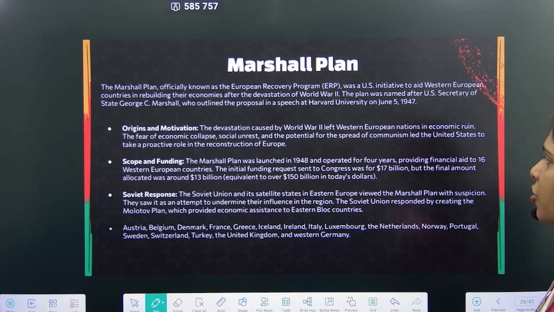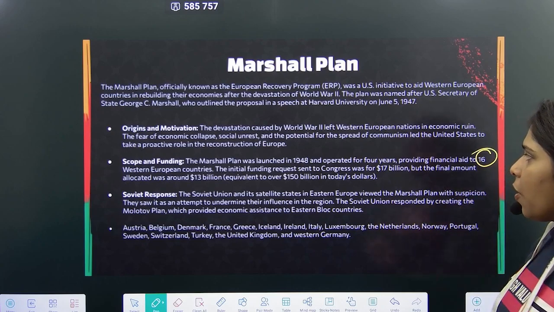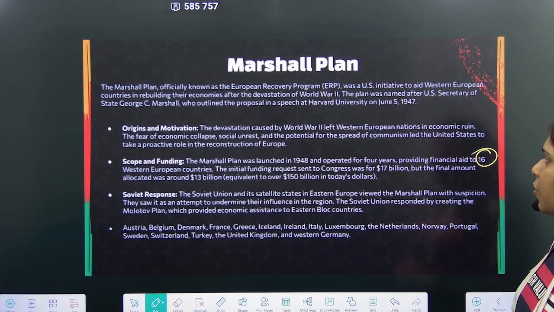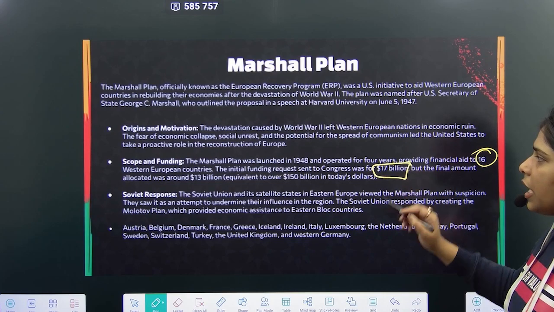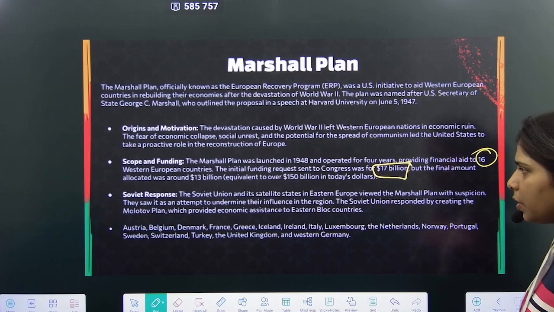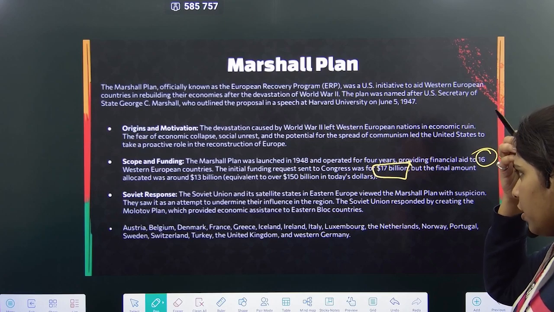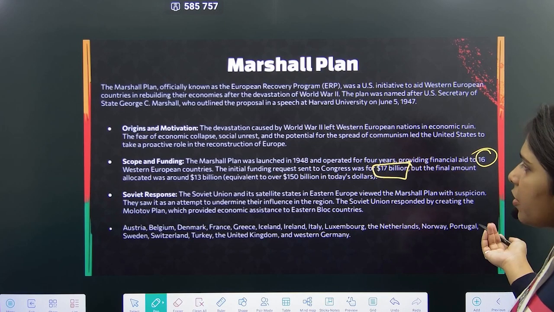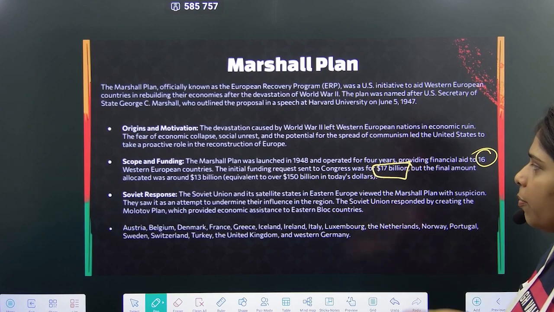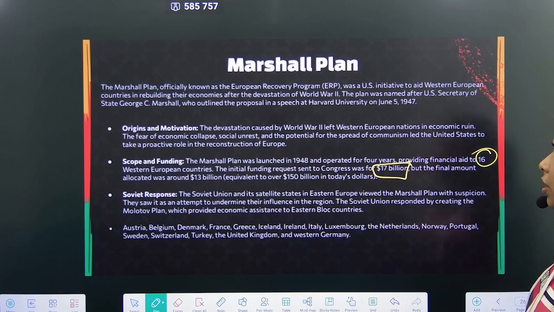The Marshall Plan was launched in 1948. It went on for 4 years. It gave assistance to 16 West European countries. The initial funding request sent to Congress was for $17 billion, but the final amount allocated was around $13 billion. In present day terms, it's equivalent to $150 billion. The Soviets, as a response to the Marshall Plan, came up with the Molotov Plan. Later on, they also came up with other organizations, which we'll talk about.